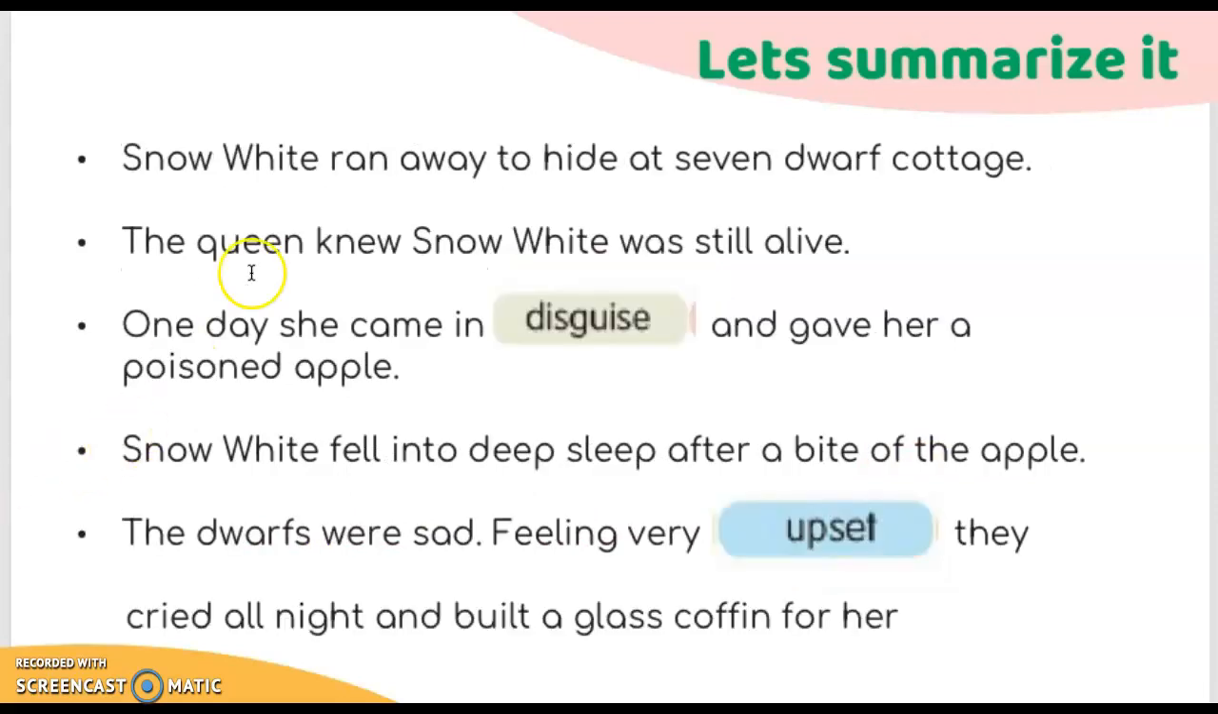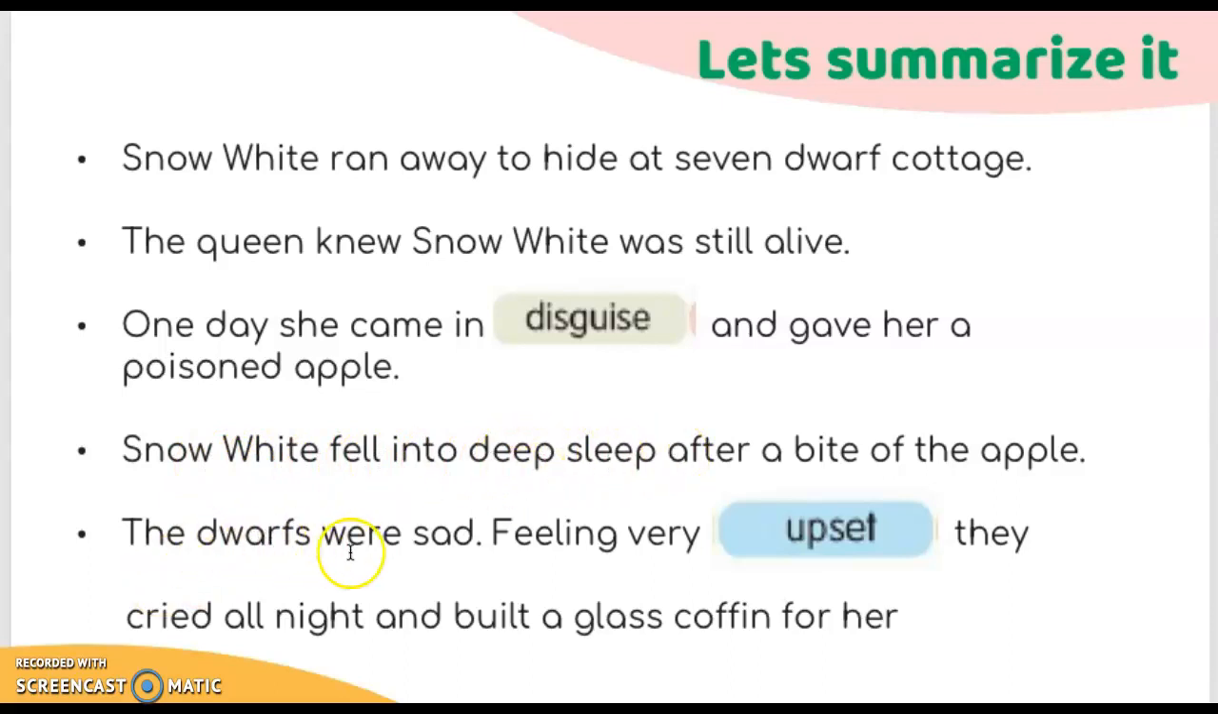Okay, move on. So what happened? Snow White ran away to hide at the Seven Dwarfs' cottage. Next, the queen knew Snow White was still alive. So what happened? One day she came in disguise so that Snow White could not recognize her and gave her a poisoned apple. Remember, she wanted to kill Snow White in the first place, right? After Snow White had eaten the apple, she fell into a deep sleep.